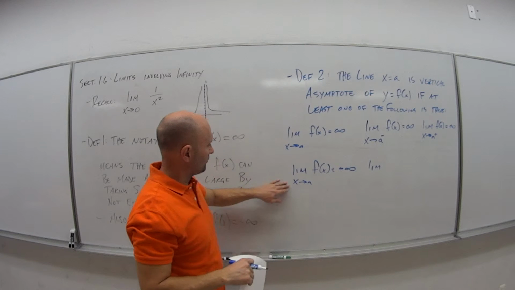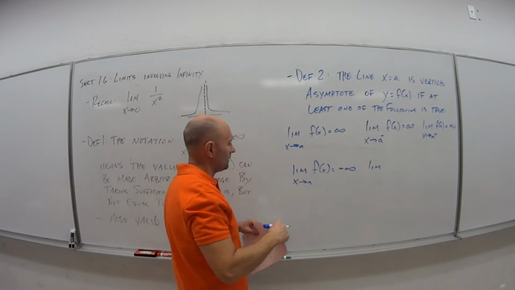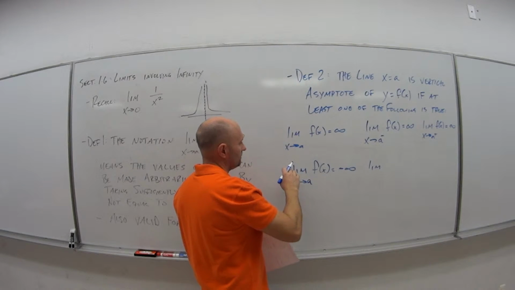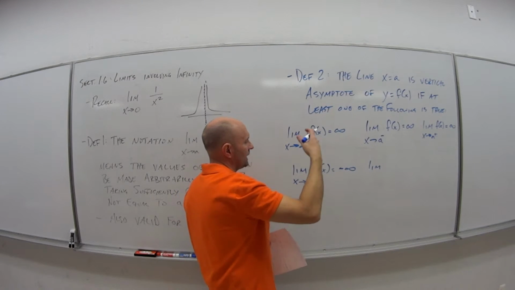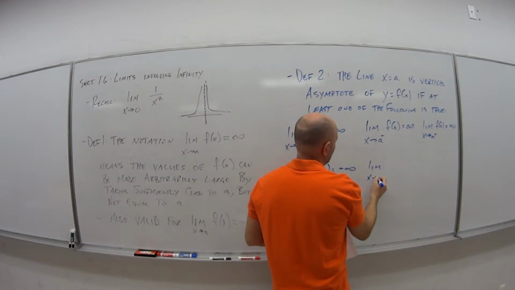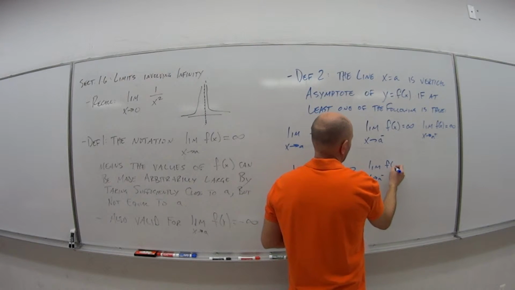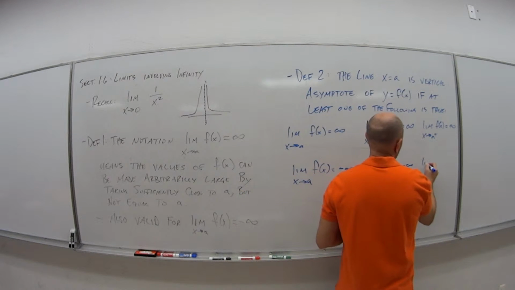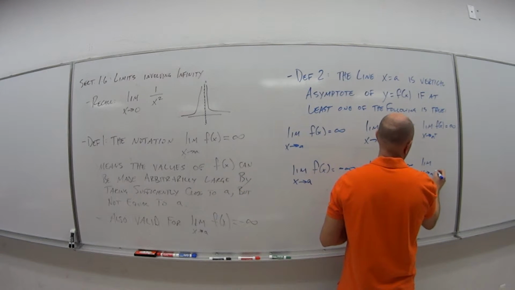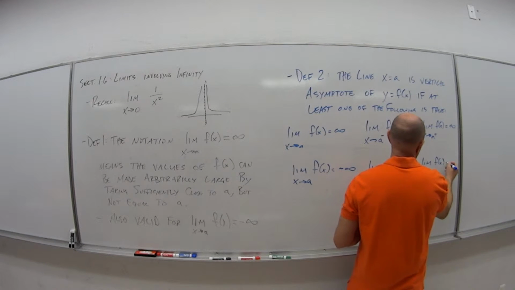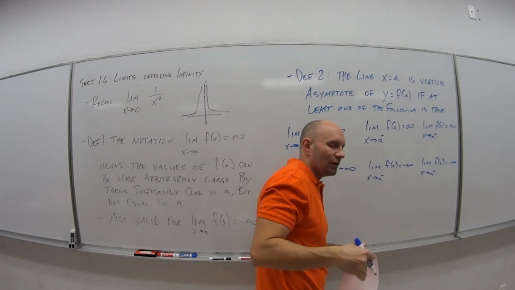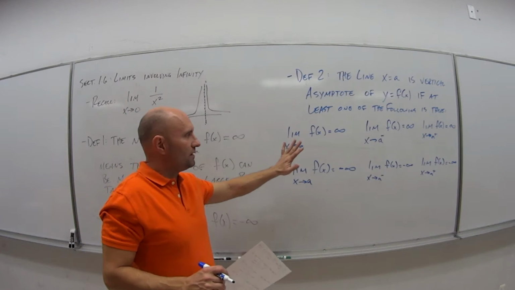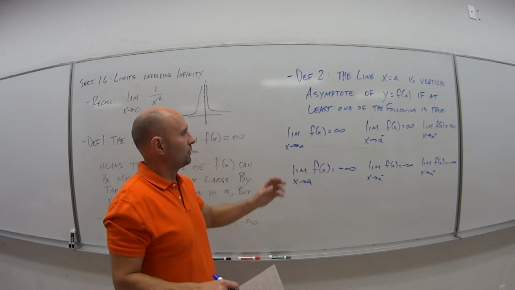So the first one is just x approaches a. I think I said from the left, but no, just x approaches a. If it goes to negative infinity, that's a vertical asymptote. As x approaches a from the left, that goes to negative infinity, vertical asymptote. Or if the limit as x approaches a from the right of the function is negative infinity, again, that is a vertical asymptote. So if at least one of these is true, that's a vertical asymptote.